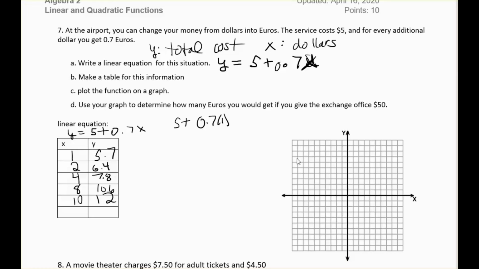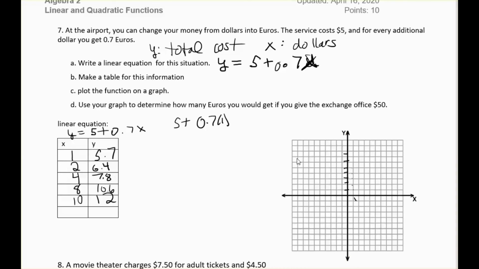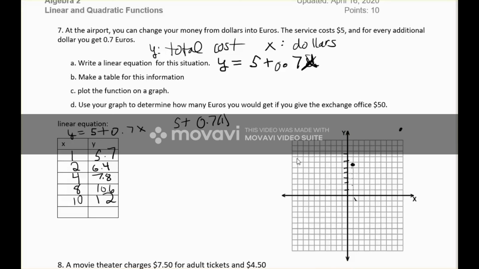Okay, so when I graph these, I'll just go over 1 and up 5.7, so 1, 2, 3, 4, 5, 6, 7. I'm not going to have a whole lot of room here, am I? That's okay. So 1, 2, 3, 4, 5 here, and at 10 I'm at 12, and I'll do one more. 8, I'm at 10.6. So you get the idea that the line would go through there.